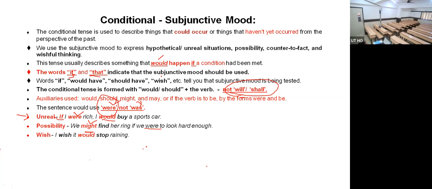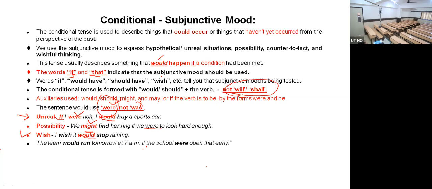Right? Now, wishful thinking: I wish it would stop raining. We will not say, I wish it will stop raining. We usually make that mistake, right? When we are speaking, I wish it will stop raining, which is grammatically incorrect.